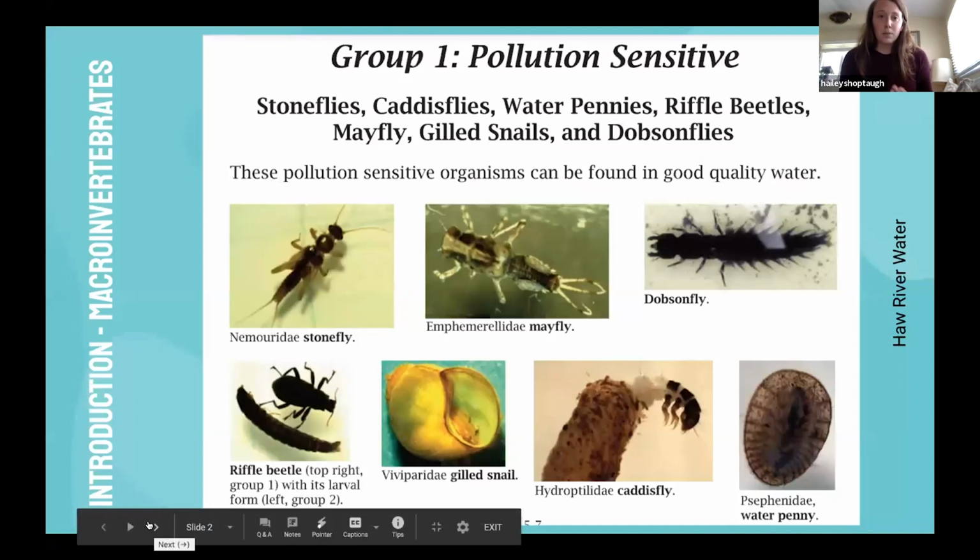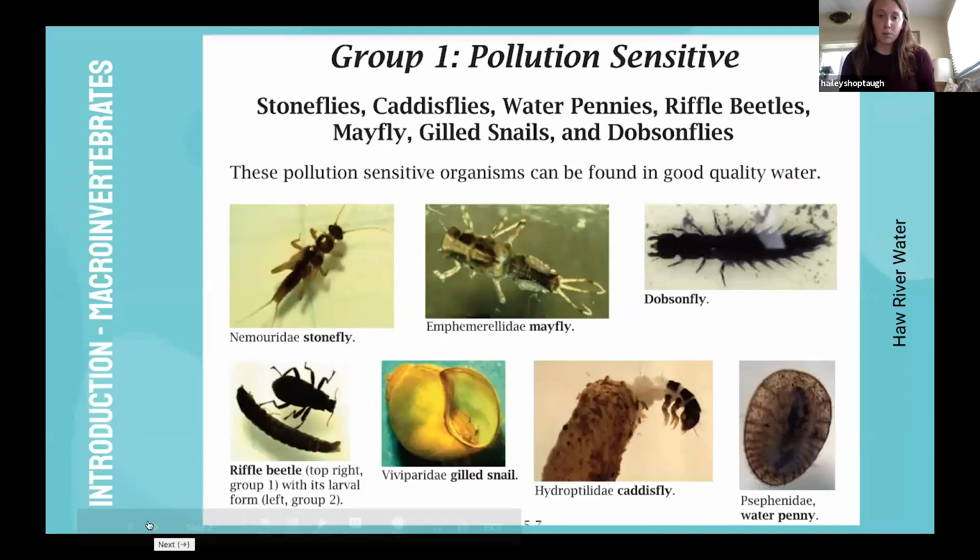So to start off, a little bit of background information about macroinvertebrates in general. Macroinvertebrates are typically the larval stages of various insects, and there's a ton of diversity in freshwater ecosystems of benthic macroinvertebrates, which were what I was looking at. So I'm going to be clicking through some pictures of different groups of macroinvertebrates based on their pollution tolerance.